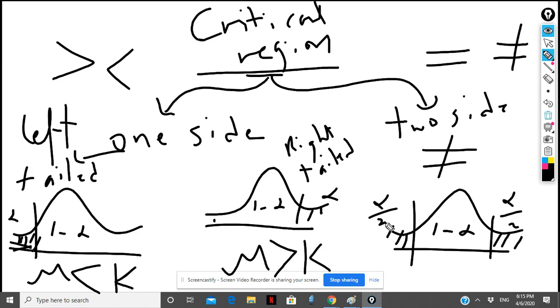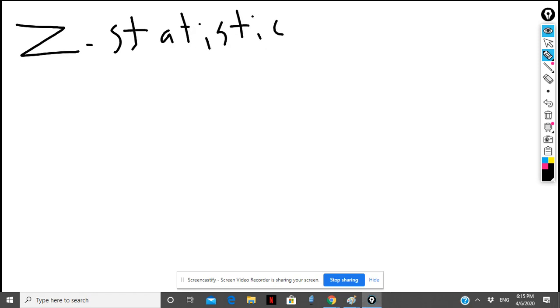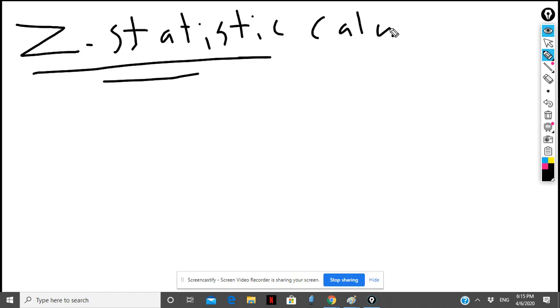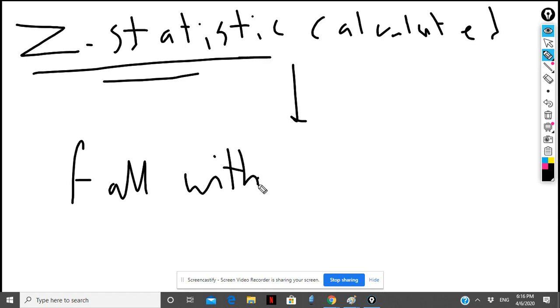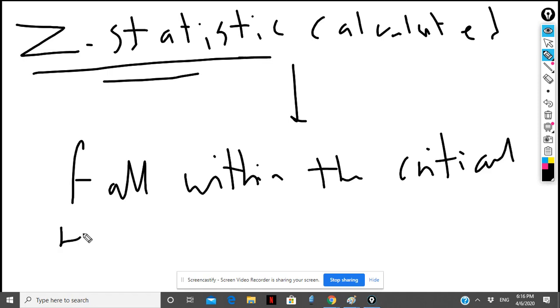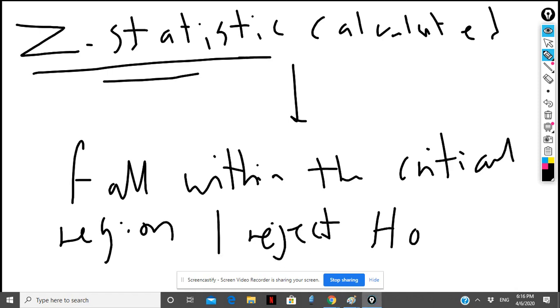So what is the aim? I do something called Z statistics. So I do my calculation, that's the calculated Z. If the calculated Z falls within the critical region, I reject the null hypothesis. But if it's not in the critical region, I accept the null hypothesis.